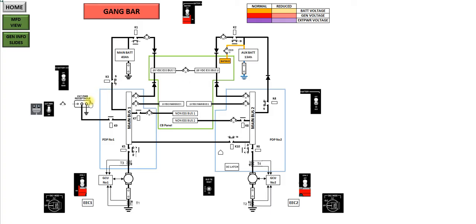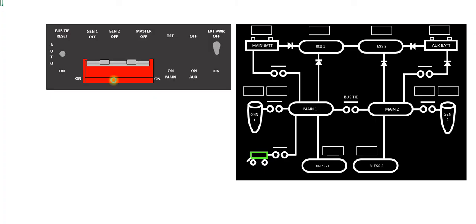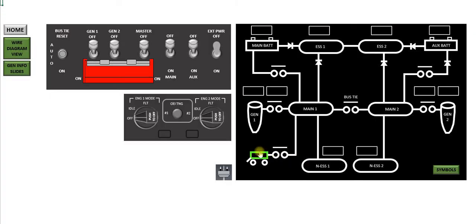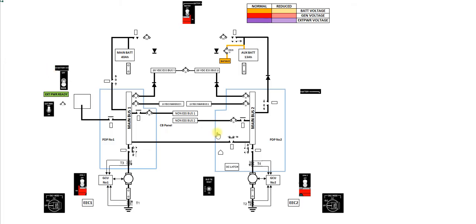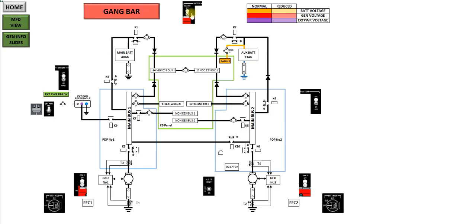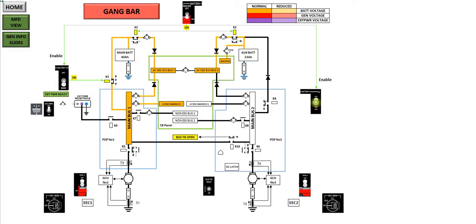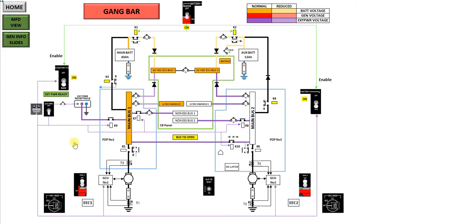Okay, I'll show you one more start. I'll do the external power start. So by pressing this plug button here, it plugs the external power in. You can see this is what you'd see on your synoptic page. Okay, so turn your batteries on, master, main and aux. External power switch to on, after checking external power is ready, of course.